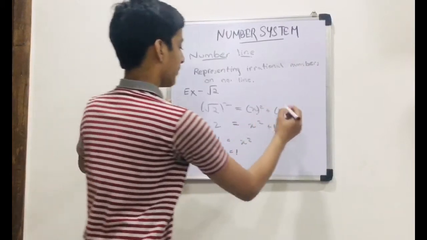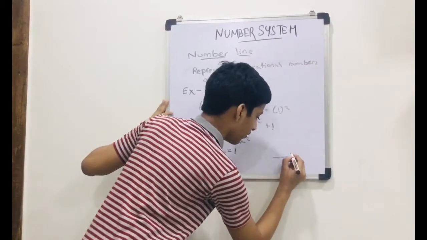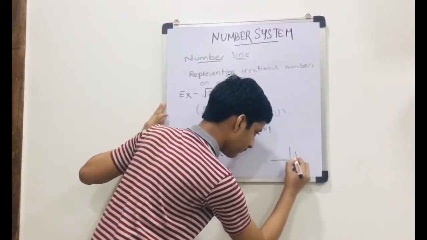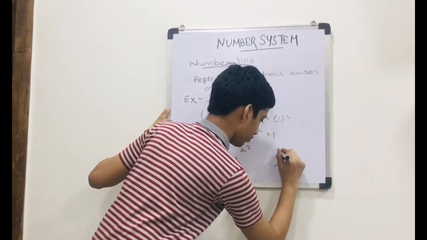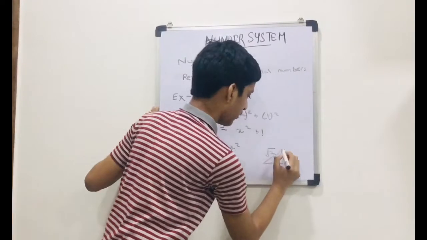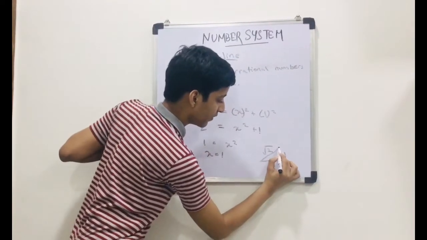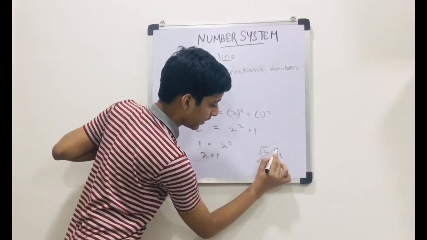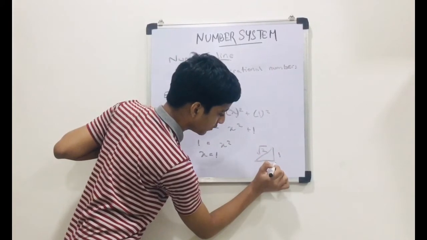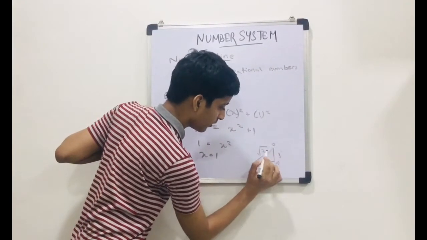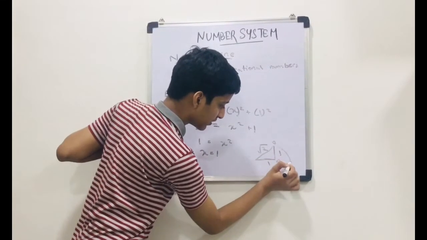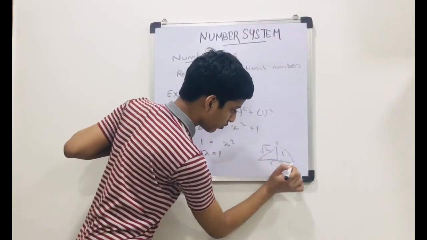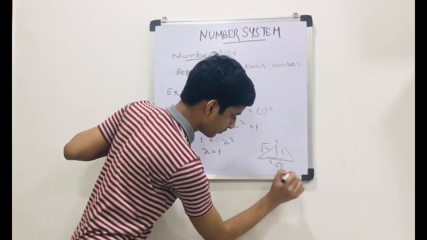So when we make a triangle of 1 by 1, then the hypotenuse will be root 2, and through compass, when we adjust the radius to A to B, then we can represent root 2. The distance from here to here would be root 2.